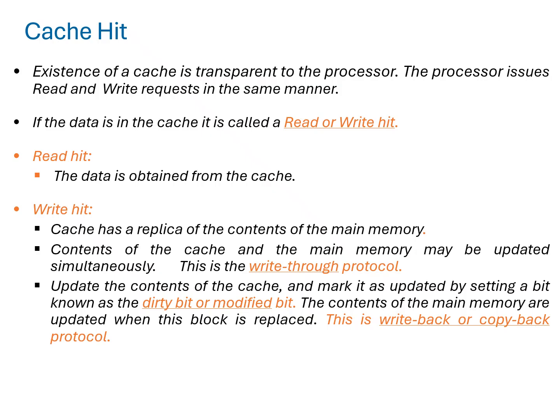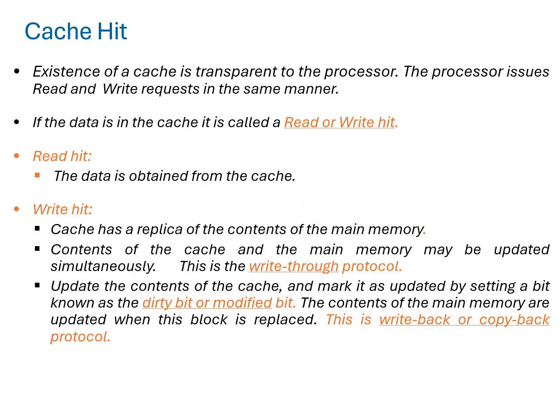Then what are cache hit and cache miss? A cache hit means the processor wants to access data and first looks for it in the cache memory. If it is available in the cache memory, it is called a cache hit. The request from the processor can be a read or a write. A read hit means the data is obtained from the cache. If the processor wants to access some data and it's available in the cache, it can access it from the cache instead of going to the main memory. This is called a read hit.